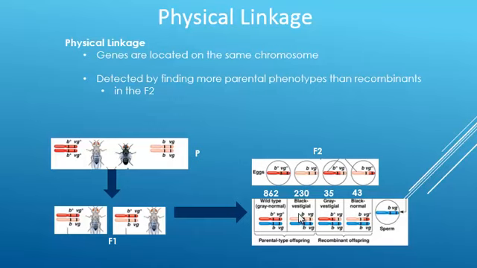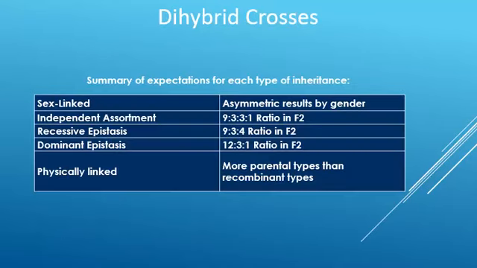These are parental offspring because they look just like the parents that we started out with, and these are recombinant offspring because they have combinations of phenotypes that are different from what the parents looked like when we started out the crosses.